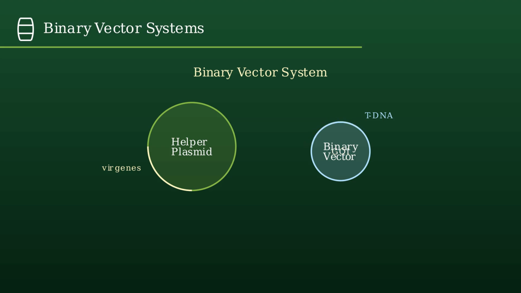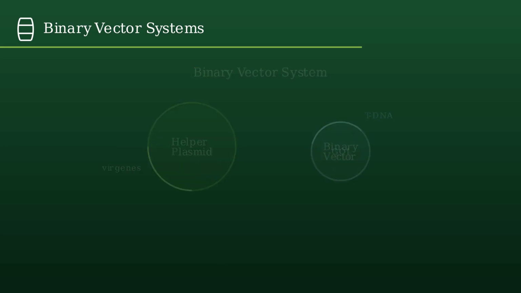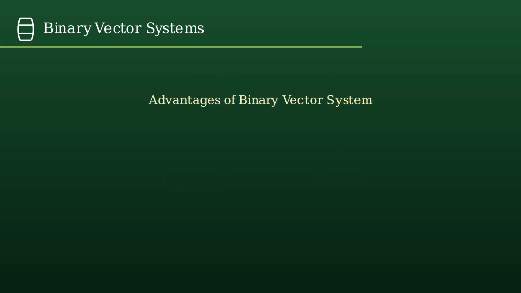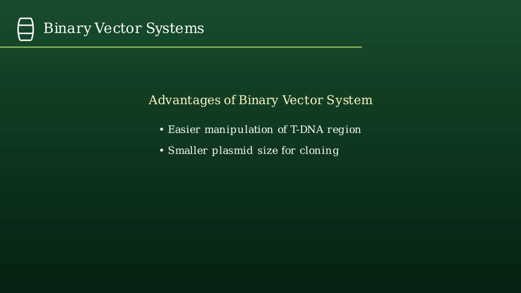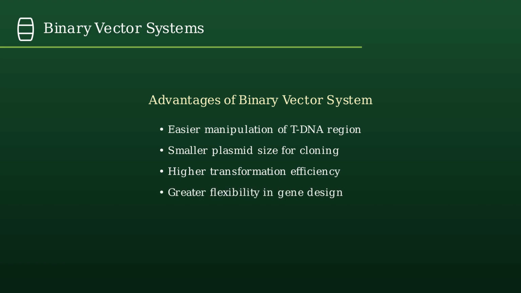This binary vector contains the T-DNA borders and the gene of interest that researchers want to introduce into the plant genome. The binary vector system offers several significant advantages for plant genetic engineering. First, it makes manipulating the T-DNA region much easier, as researchers work with a smaller plasmid. The smaller size of the binary vector also makes cloning procedures more efficient and reliable. This system provides higher transformation efficiency compared to traditional methods. Finally, it offers greater flexibility in designing and testing different genes and constructs.